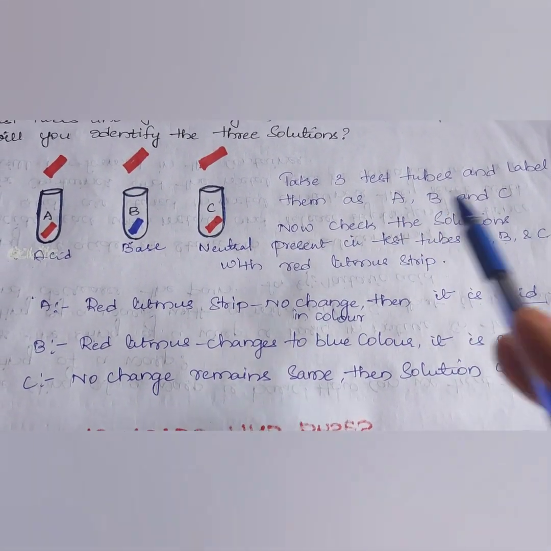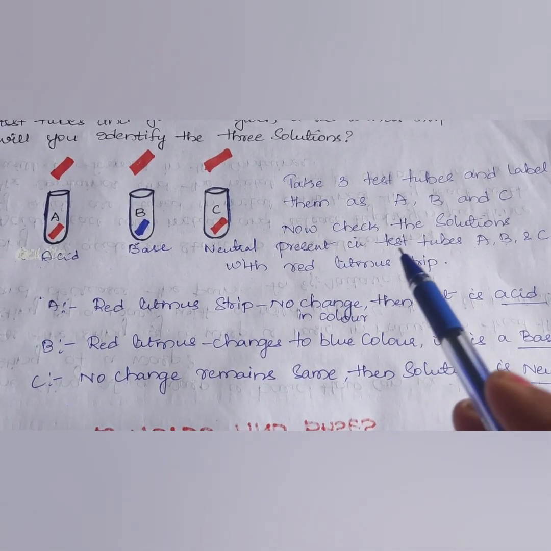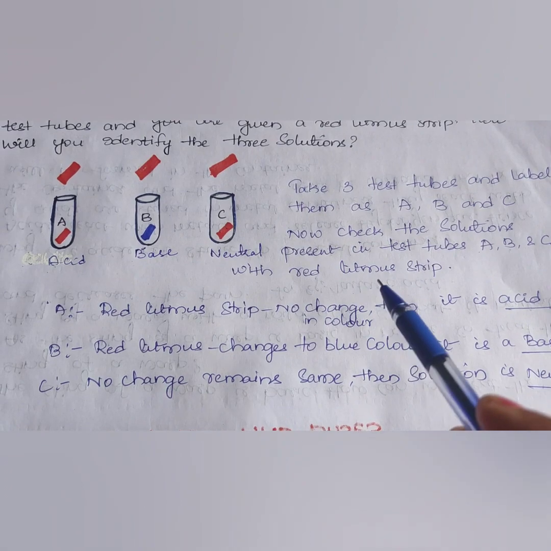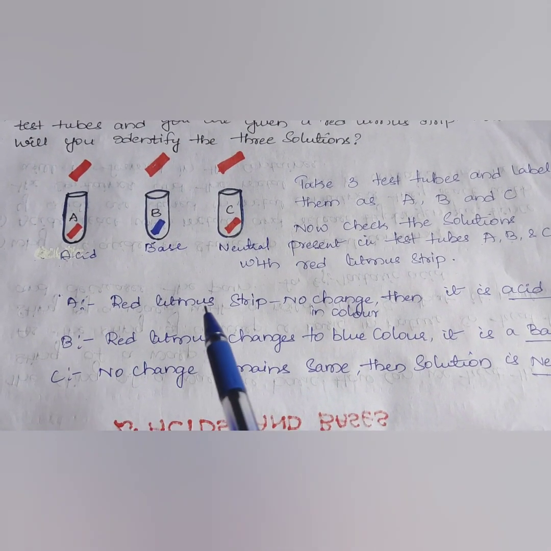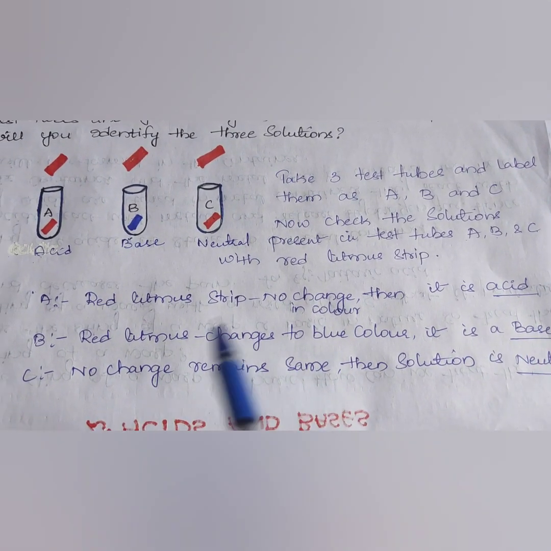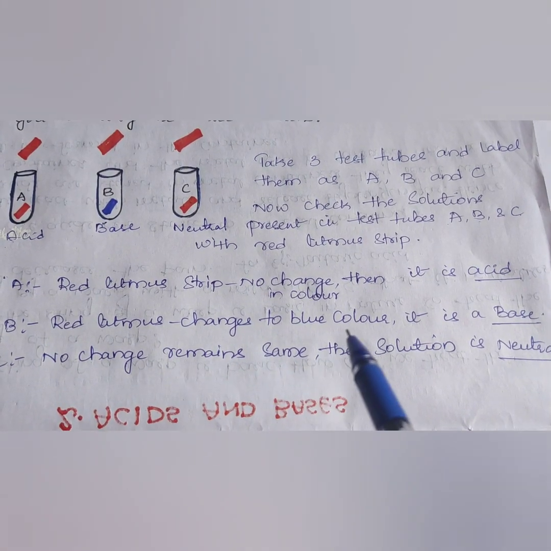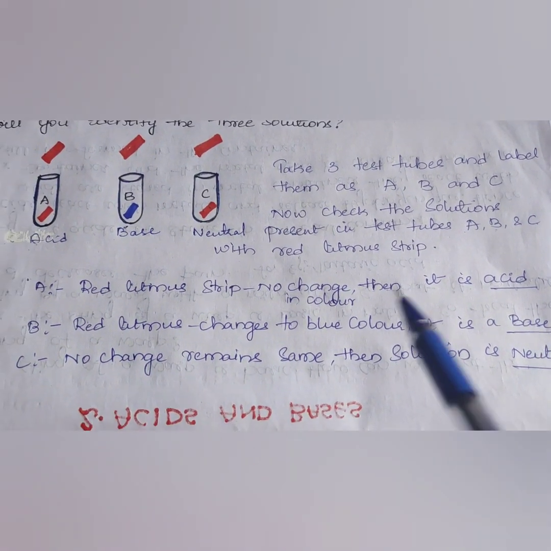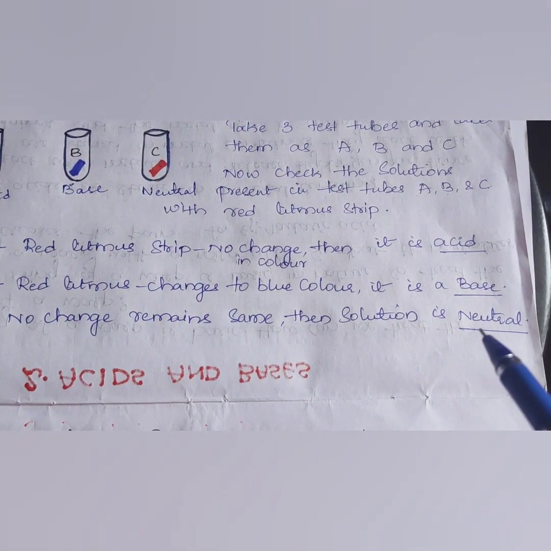So we can explain it here like this. Take 3 test tubes and label them as A, B, C. Now check the solutions present in test tubes A, B, C with a red litmus strip. In A, if the red litmus strip shows no change in color, then it is acidic in nature. In B, red litmus changes to blue color, it is a base. In C, no change, remains the same, then the solution is neutral.